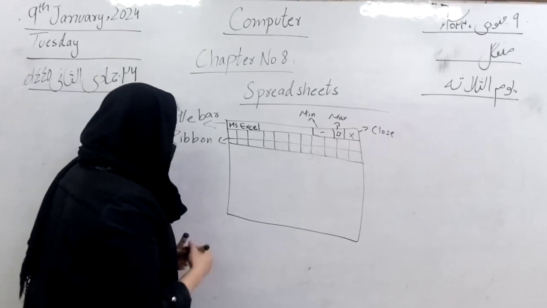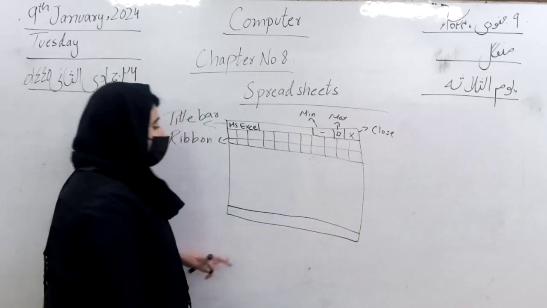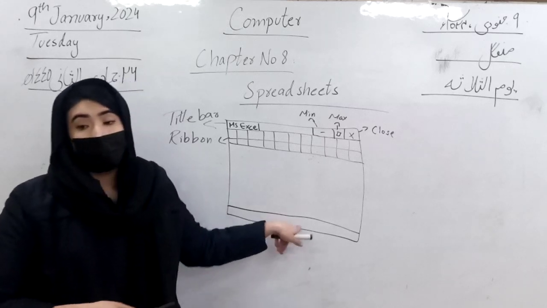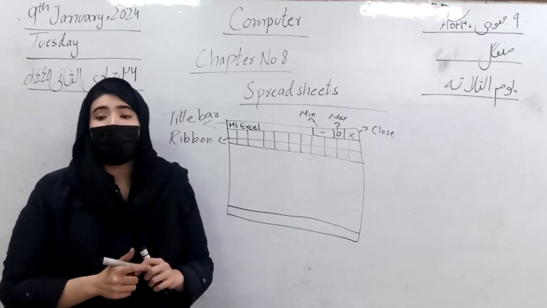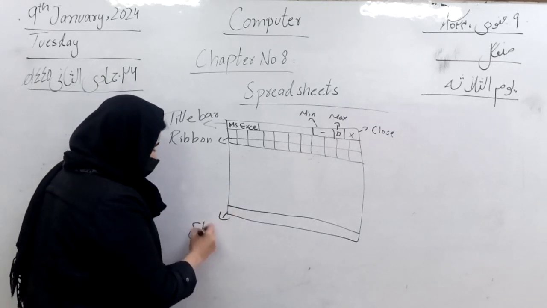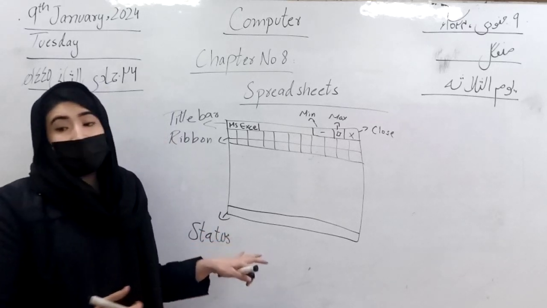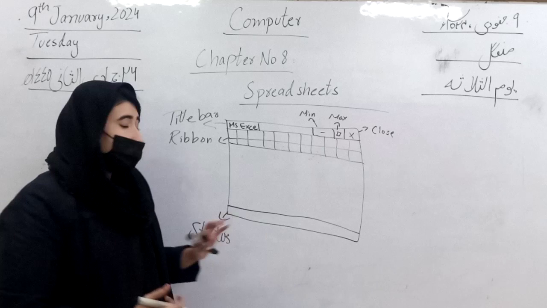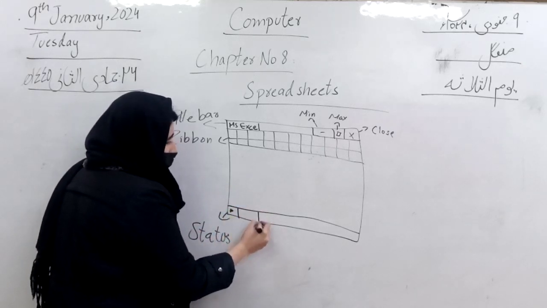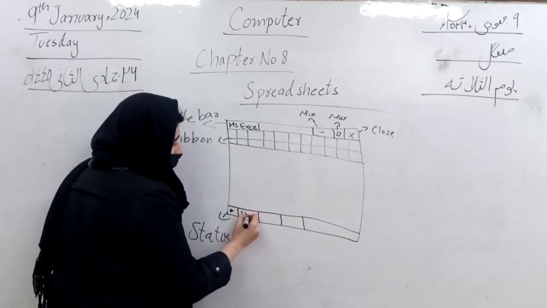Now can anyone tell me, the bar which is located at the bottom of the screen, what is it called? Yes, very good. It's your status bar which shows the status of your program or your worksheet. So here we get the status of the worksheet.